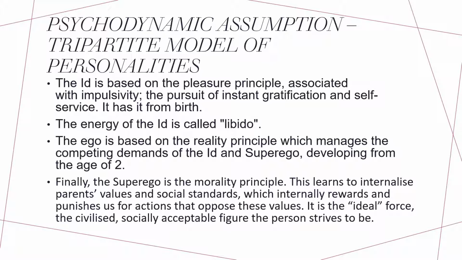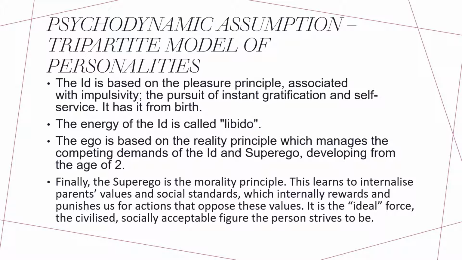So, the id is based on the pleasure principle, associated with impulsivity, the pursuit of instant gratification and self-service. The baby has it from birth. The energy of the id is called libido. The ego is based on the reality principle, which manages the competing demands of the id and the superego, developing from the age of 2.